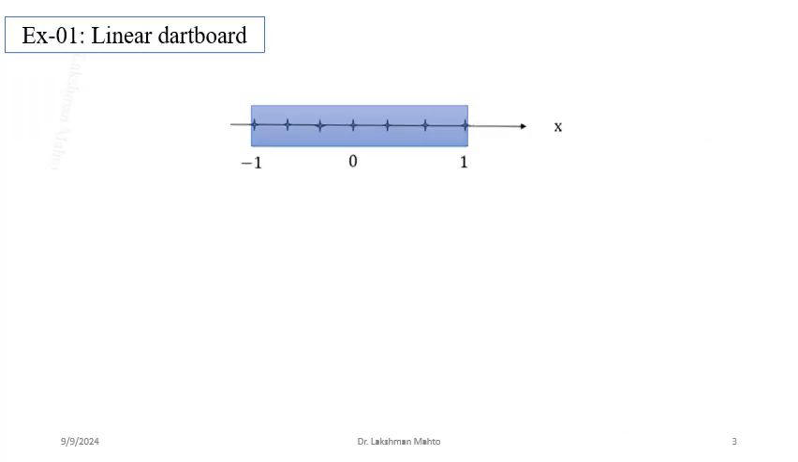Everyone might have seen a circular dartboard. I am not talking about a linear dartboard. For the linear dartboard, you take a line, the continuum interval from minus 1 to 1, and you have to hit the dart along that line segment. If I ask you to hit exactly at 0, is it possible directly? Sometimes it may be possible, but that event happens to be very rare.